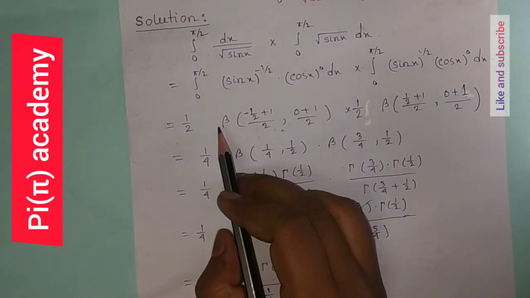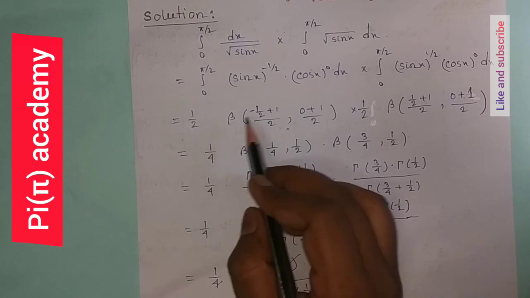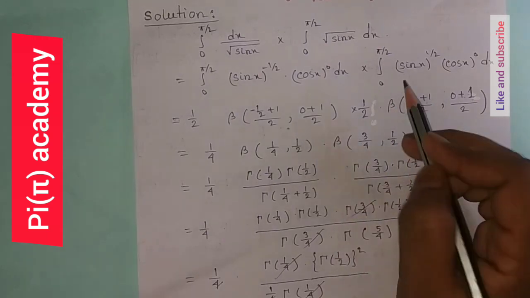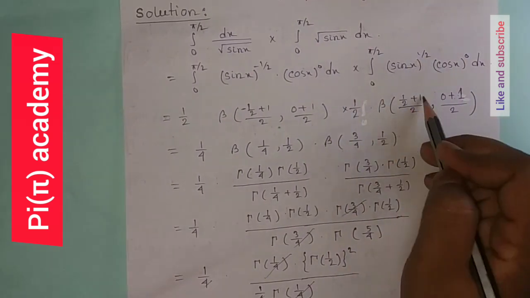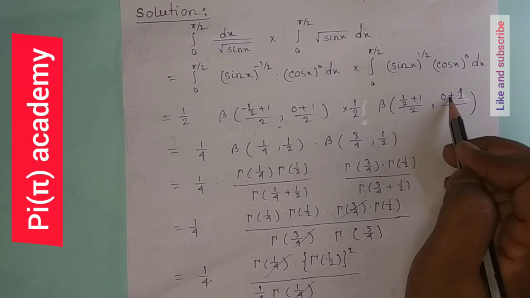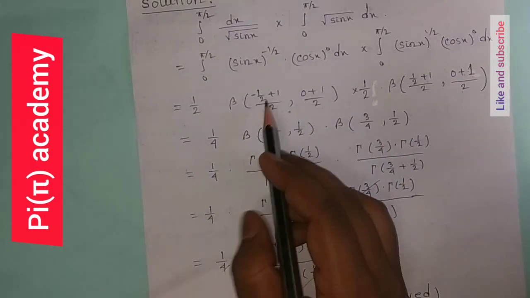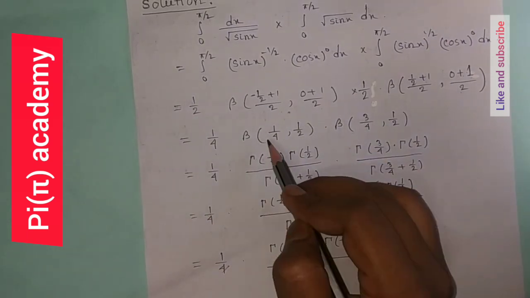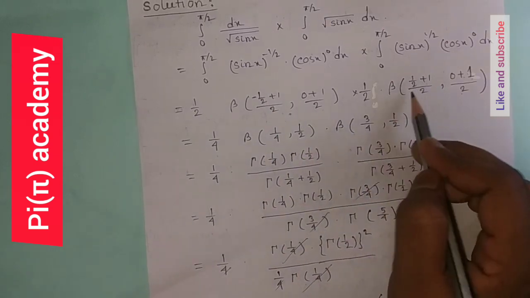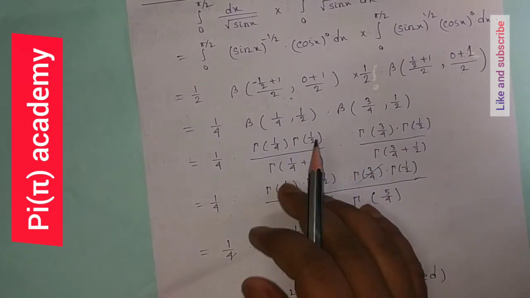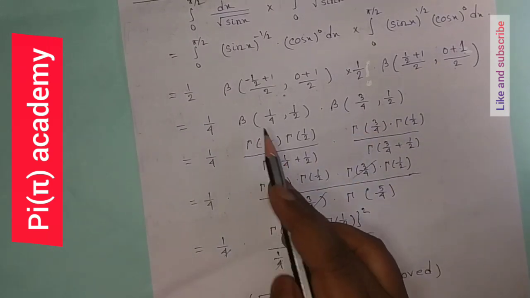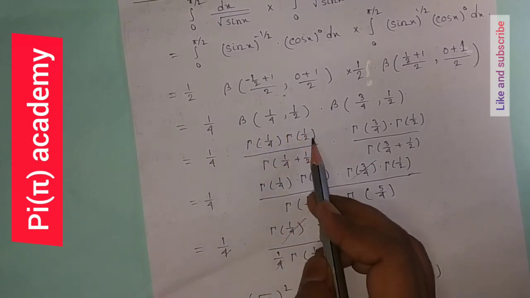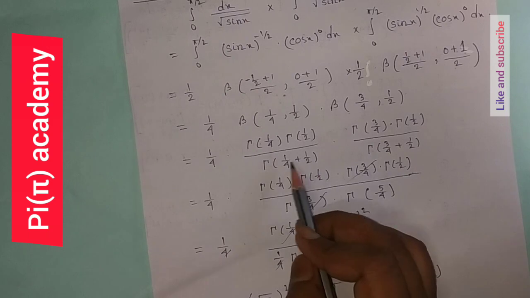The formula of this is half into beta(x plus 1 by 2, y plus 1 by 2), and half into beta(x plus 1 by 2, 0 plus 1 by 2), this equals 1 by 4 beta(1/4, 1/2), and this is also beta(3/4, 1/2). And we know the relation between beta and gamma function, beta(m, n) equals gamma m gamma n divided by gamma(m plus n), here 1 by 4 plus half.